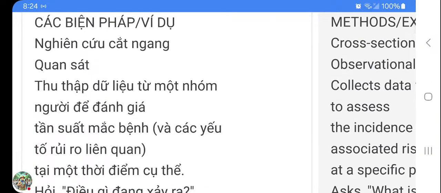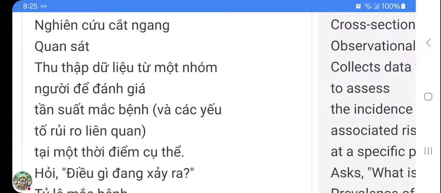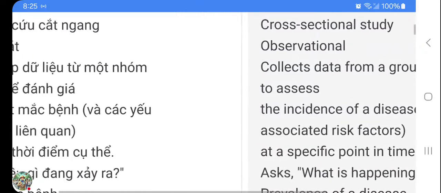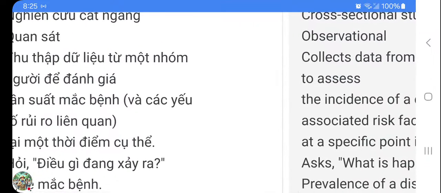Firstly, let's talk about a cross-sectional study, which is observational, and we collect data from a group of people, so then we can evaluate the prevalence of disease. It's not incidence, just prevalence of disease and associated risk factors. This is important: associated risk factors at a specific point of time. Okay, at a specific point of time.